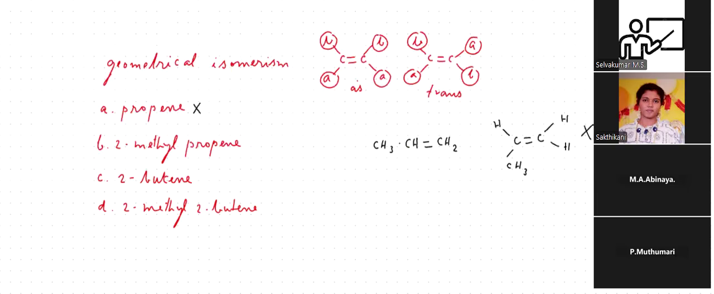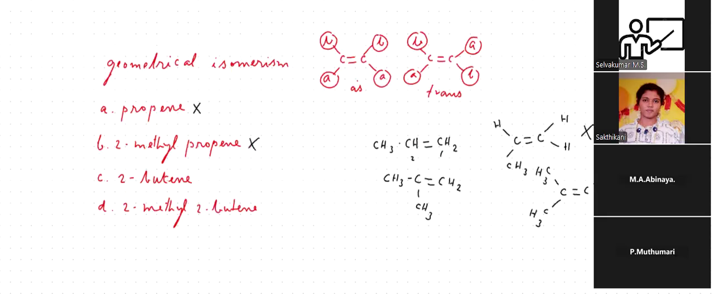Second one, 2-methyl propene. Same propene, but now on the second carbon, another methyl group is attached, and then double bond, and then CH2. If you write it in the geometrical isomeric form, C double bond C, on this carbon 2 hydrogens are found. On this carbon, 2 methyl groups are found. So this will not lead to geometrical isomerism. So second is also not the correct option.